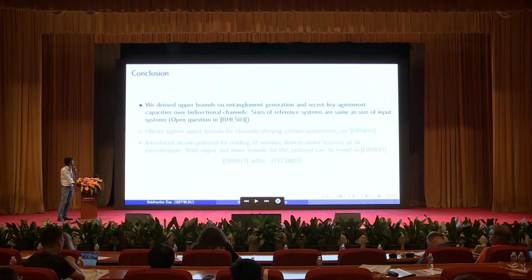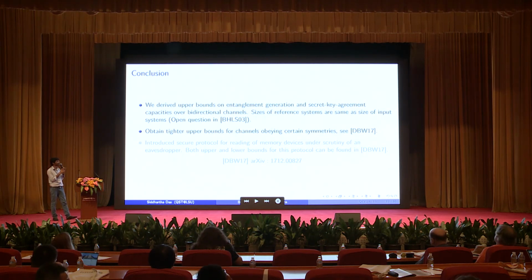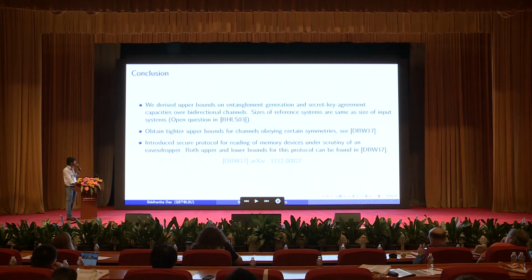Okay. So the conclusion is, in this paper we derived upper bounds on entanglement generation and secret key agreement capacities over bidirectional channels. The sizes of the reference systems are the same as the size of the input systems, and this question was open in Bennett et al. in 2003, since then. We can also derive tighter upper bounds, which are derived in the paper, for channels obeying certain symmetries. We then introduced a secure protocol for reading of memory devices under the scrutiny of an eavesdropper.